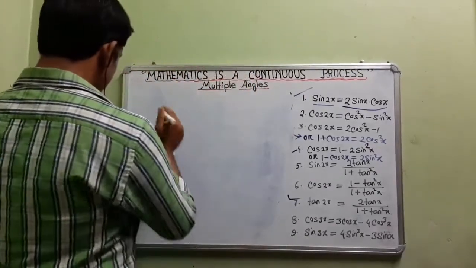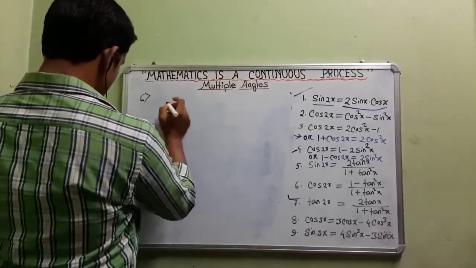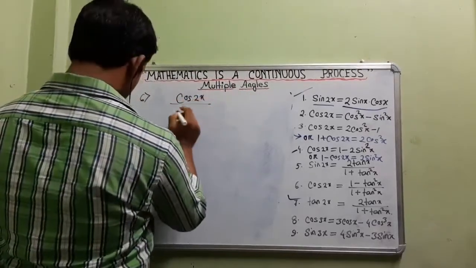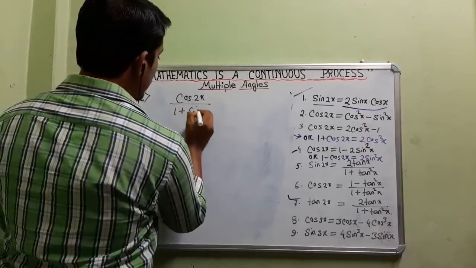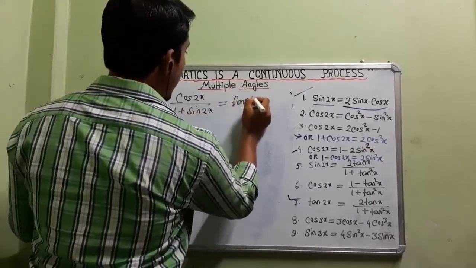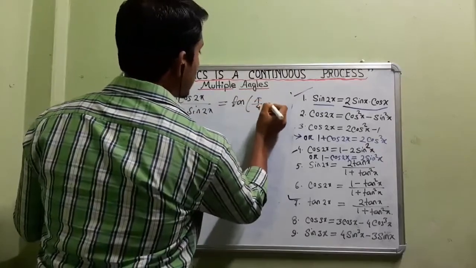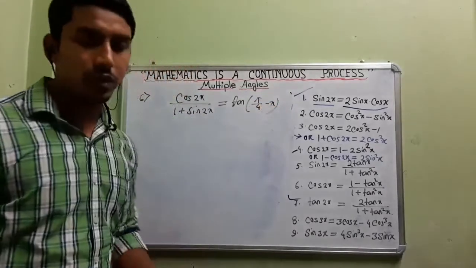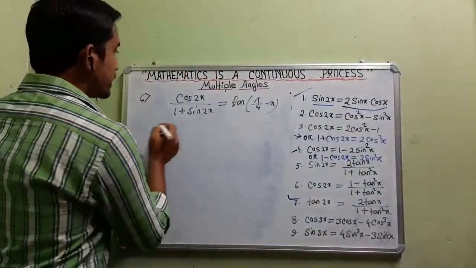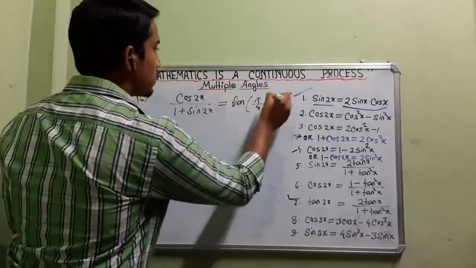Next question is question number 6. Prove that cos 2x divided by 1 plus sin 2x is equal to tan (pi by 4 minus x). Pi by 4 means 45 degree, you already know. So let me take the left hand side. If I go with the left hand side, what will we have?